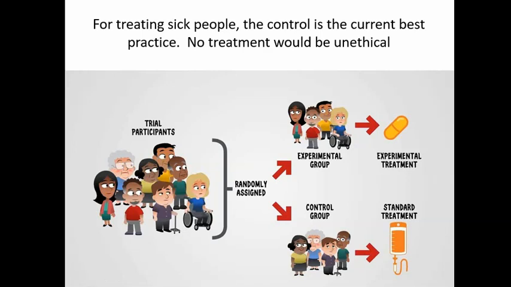Here's another example of how this applies. For treating sick people, the control group gets the current best practice. Then the experimental group gets the experimental treatment. To not give sick people any treatment would be unethical. So everybody gets something. When they're doing trials for medicine where people are sick already, they give everybody some form of treatment.